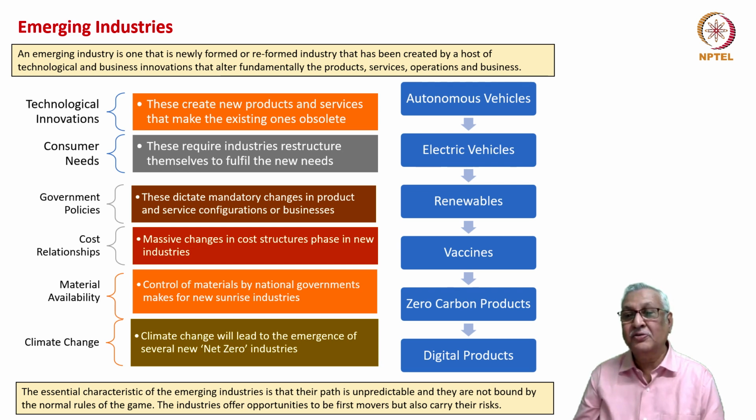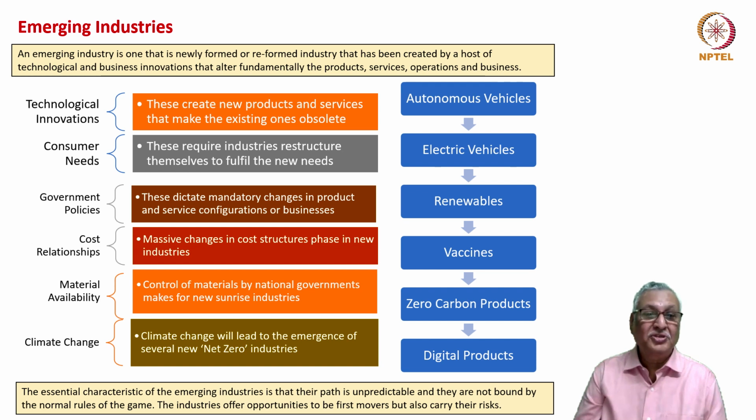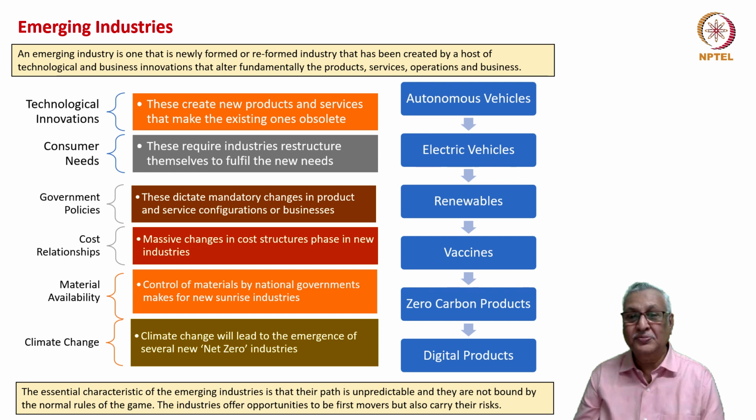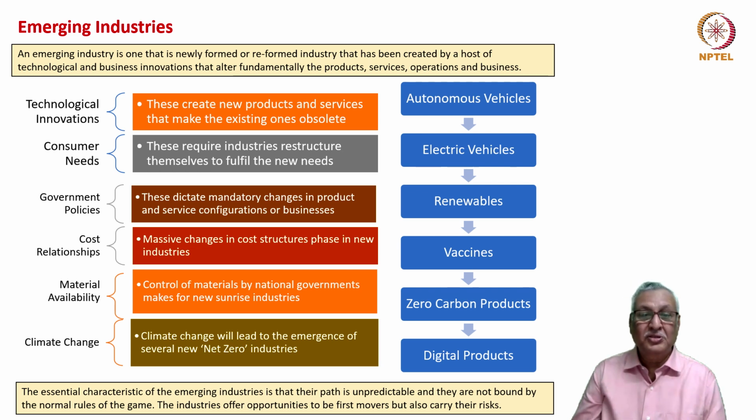Autonomous vehicles and electric vehicles are going to fall in this category. Changing consumer needs require industries to restructure themselves to fulfill the new needs. Renewables is a requirement of the new generation of millennials. They prefer companies which are planet friendly. So consumer needs are changing.